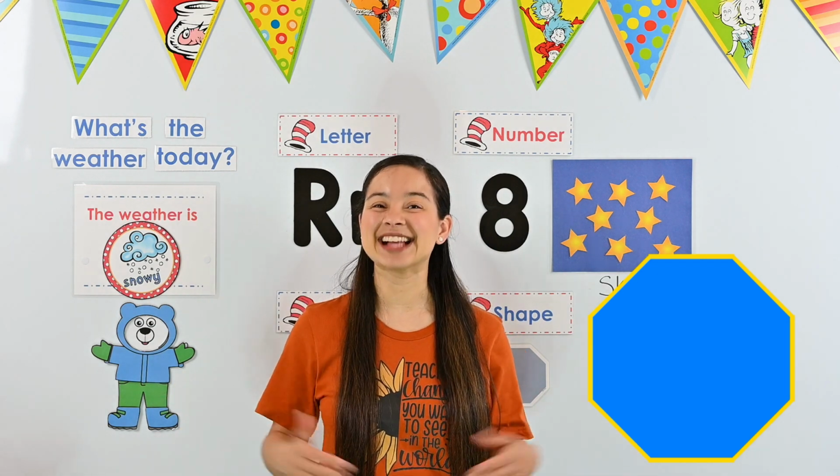Is this an octagon? Does it have 8 sides and 8 corners? If you have your thumb up, you are correct. It is an octagon. It has 8 sides and 8 corners. Okay, let's look at one more picture. Is this an octagon? If you have your thumb up or said yes, you are correct. It is an octagon. It has 8 sides and 8 corners.